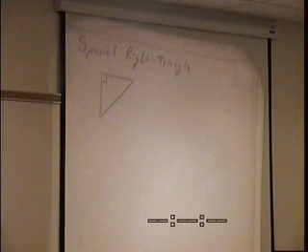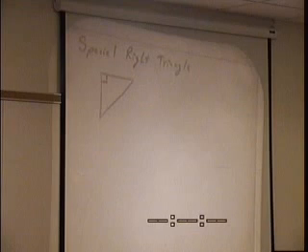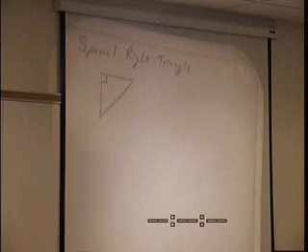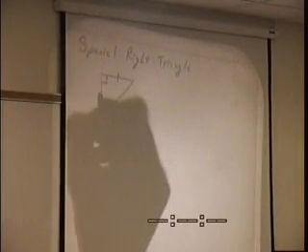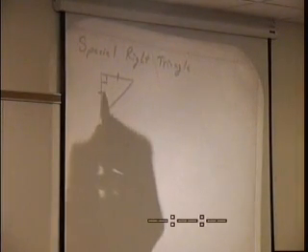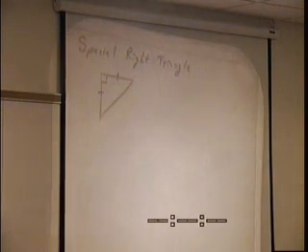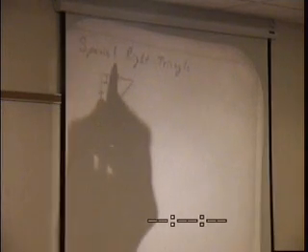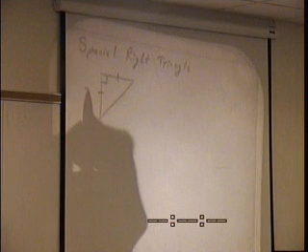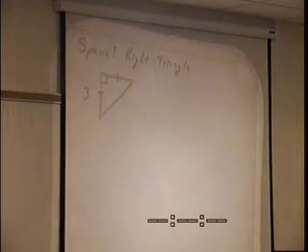Remember what's special about isosceles? Two of the sides are equal, or more, actually. But normally just two. This one and this one are our legs, and they're equal. And what I'm going to do is make this side equal to 3. And that's going to tell me everything I need to know to find the other sides.